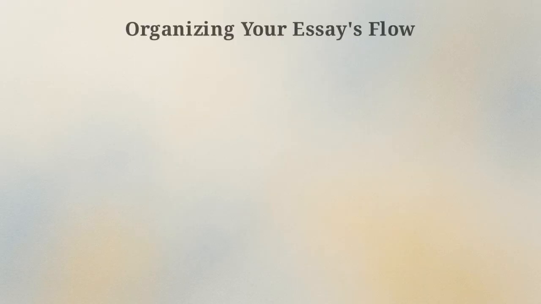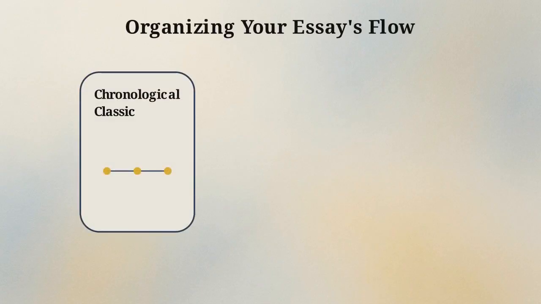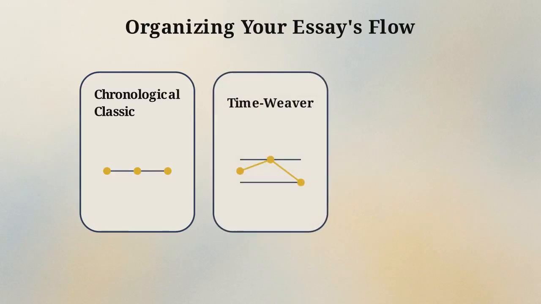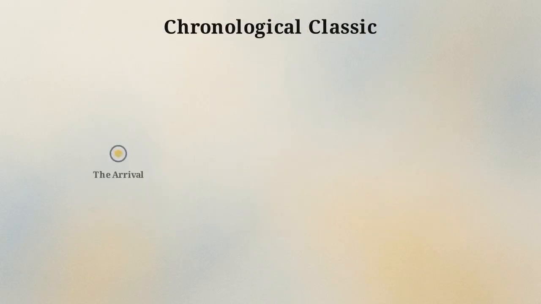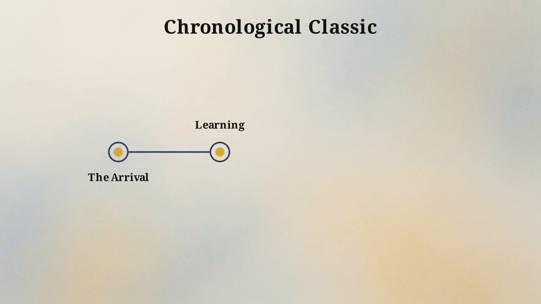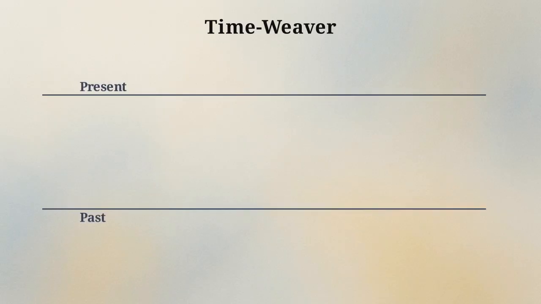Your first task is choosing how to organize your essay's flow. There are 3 reliable structures you can use: the chronological classic, the time weaver, and the dramatic flashback. Let's look at the chronological classic. In Daniel's essay about his grand old piano, he starts exactly on the day the piano arrived at his house. From there, he moves in a straight line, learning to play, using the music as an emotional outlet, and finally reflecting on its current place in his life.